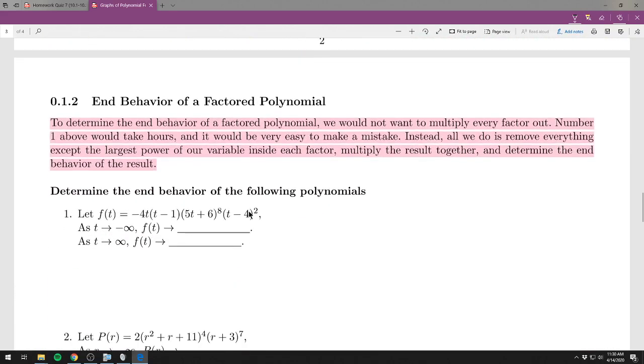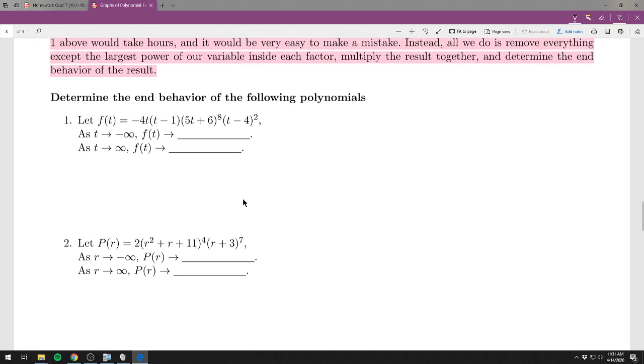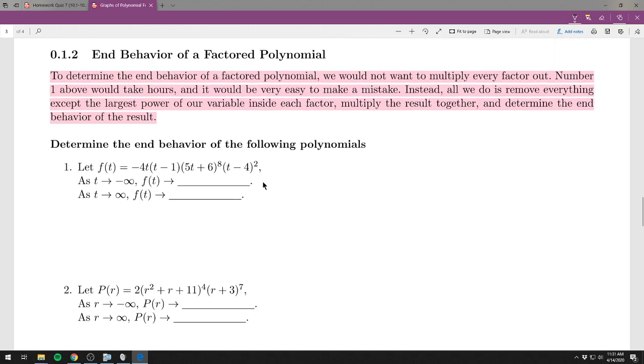All right, the next thing is the end behavior of a factored polynomial. Now, this is definitely a little bit more challenging than the previous section. I'll show you why with a computation. But it's also one where it's a lot easier for me to make problems where the graph does not give you the right picture right away. So you have to remember what we did with the end behavior of a polynomial before.